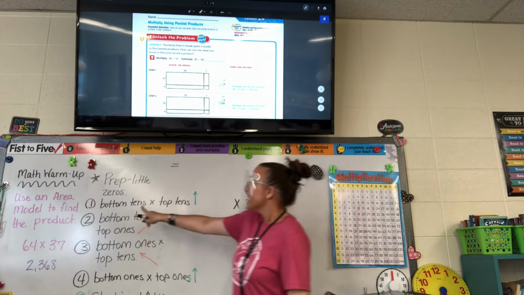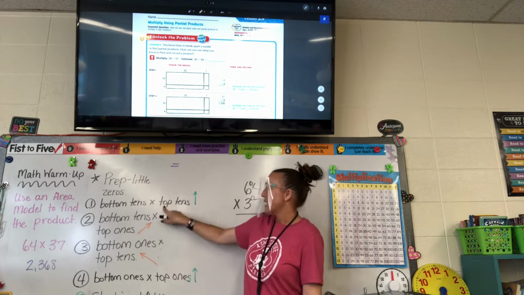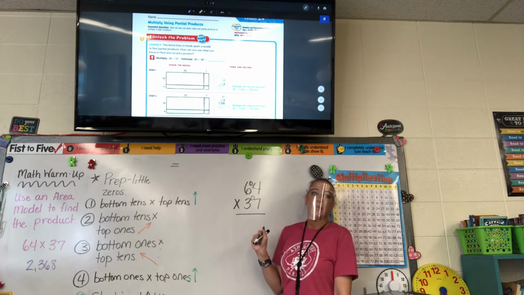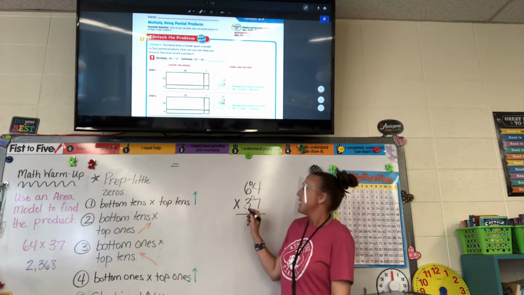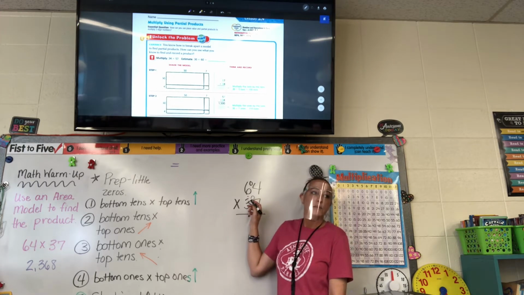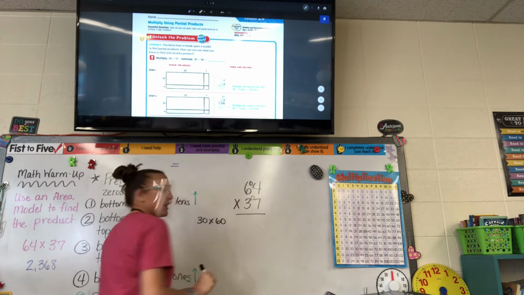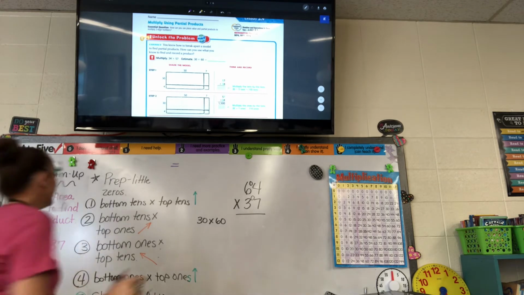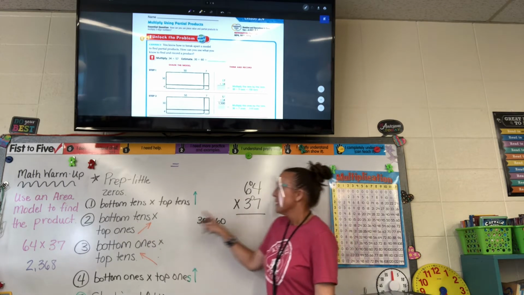Okay. So then it tells us, step 1, bottom tens times top tens. So what number is in the bottom tens place? Shelby? 30, not 3, because it's become a 30 now, right? And then the top tens? Waylon? 60. So we're going to go 30 times 60. Remember in our area model, that was what we had in the first box, 30 times 60, or maybe 60 times 30, right?